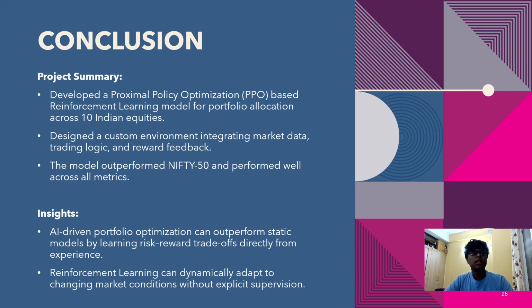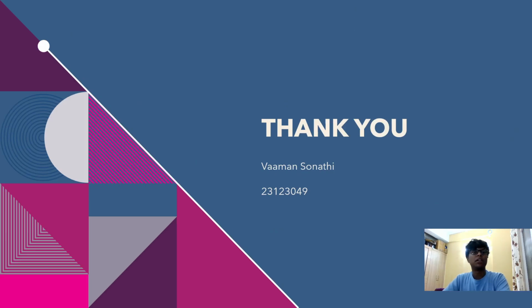So in conclusion, I would like to say that proximal policy optimization was a success. It was able to accurately allocate cash across 10 Indian equities, and using reward and trading logic feedback, it outperformed Nifty 50 and performed well across all metrics. The insight I can draw from this is that AI-driven portfolio optimization is the future in finance. It can definitely outperform static models by learning risk-reward trade-offs directly from experience. From a home computer with limited resources, I have managed to build a very well working model. Who knows what we can do with really strong computational and algorithmic practices? Reinforcement learning is spearheading that revolution, dynamically adapting to changing market conditions without explicit supervision.